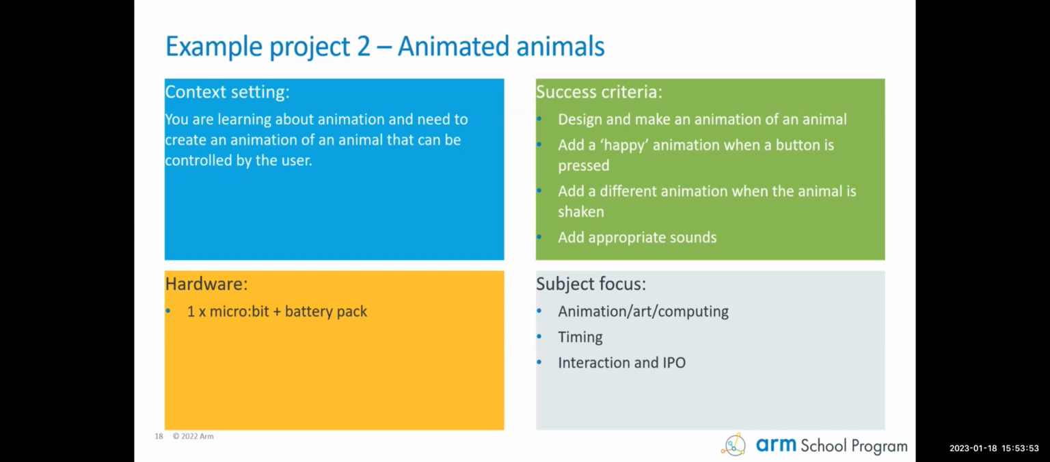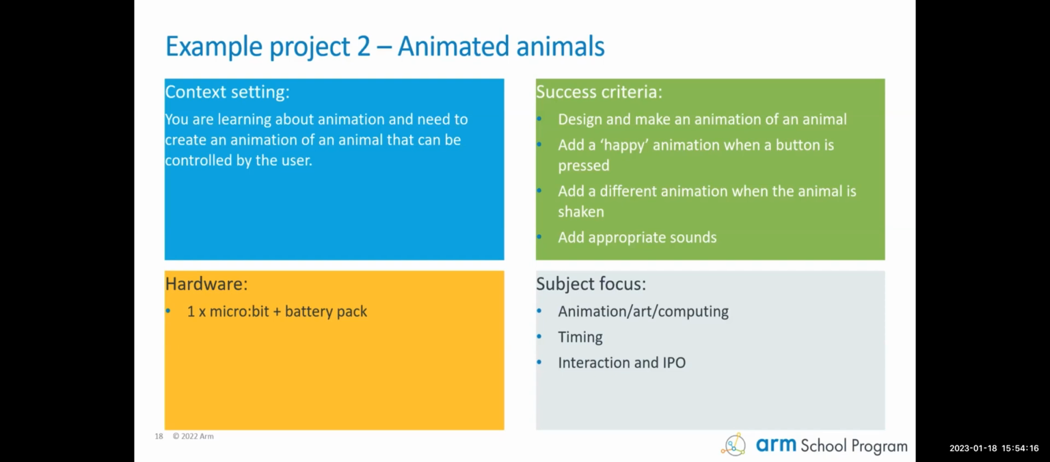So to add in some more complexity to the challenge, we want them to add a happy animation when a button is pressed. So quite simple, you press the button, it makes the animal happy. How do they represent happiness through the animation? So they have to think about that. And there are lots of ways to do that. It might just be the animal jumps around. It might be that it has a smiley face. There's lots of ways to do this, and that's really open-ended, and lets the students express themselves through that.